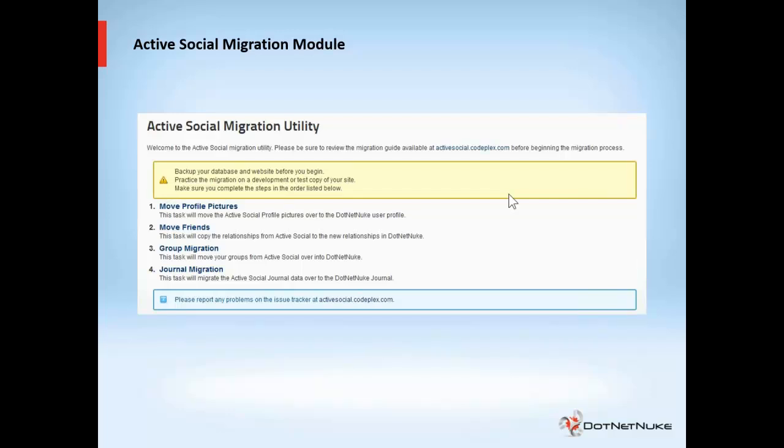The same with friends. The group migration is the only one that is a little bit different. You'll get to choose the groups that you want migrated, and then it'll do that for you as well. And then the journal migration, this is the one that will probably take the longest for most people, and it does continue to run. It'll give you feedback that it's running, but it will take a while, so please be patient with this one. If you complete everything in order, it does work.